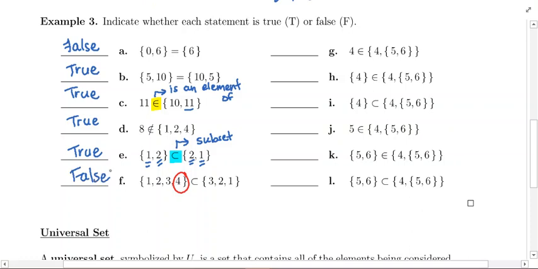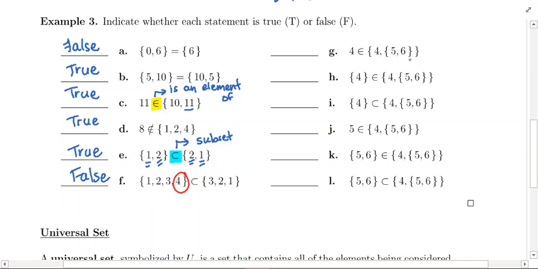All right, moving on to G. If you look ahead at the statements in G through L, they have definitely become more complicated. These statements are going to really test your understanding of element versus subset. So let's start with G. Is it true that 4 is an element of this set that is given?